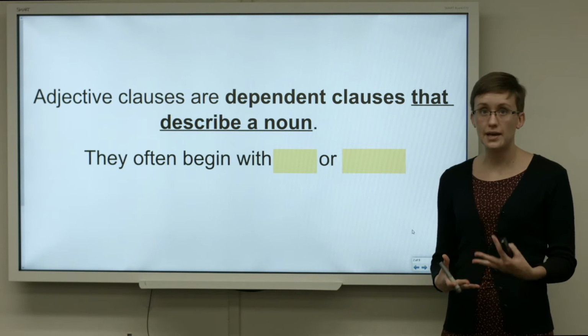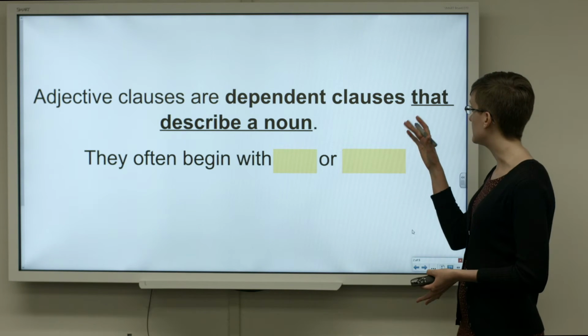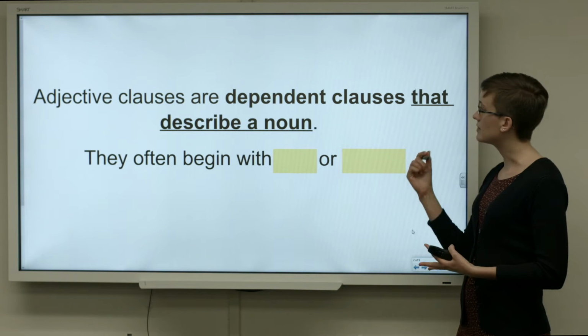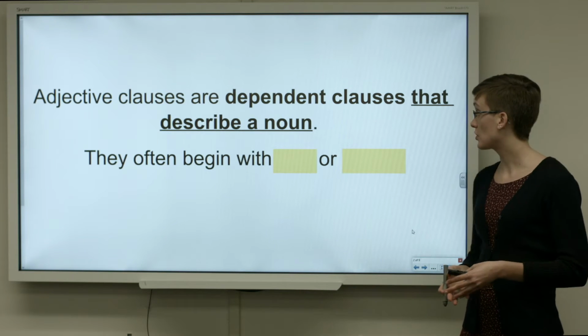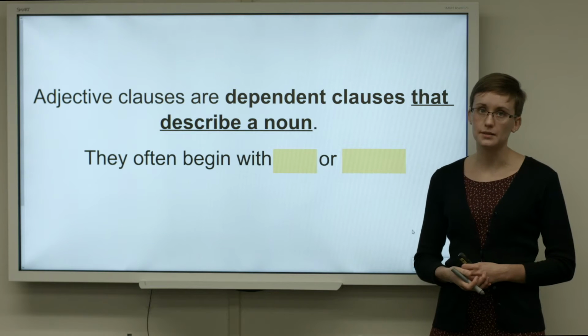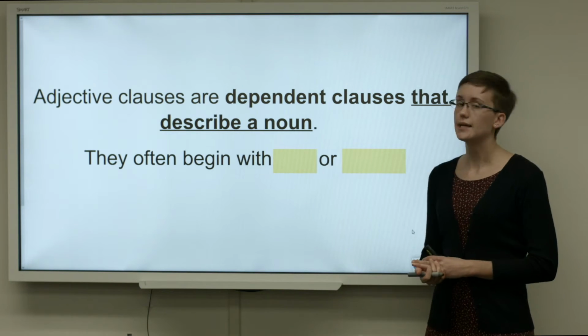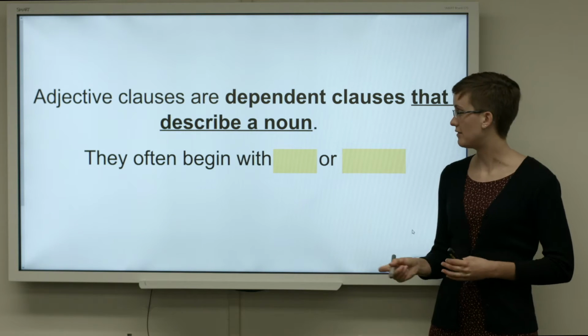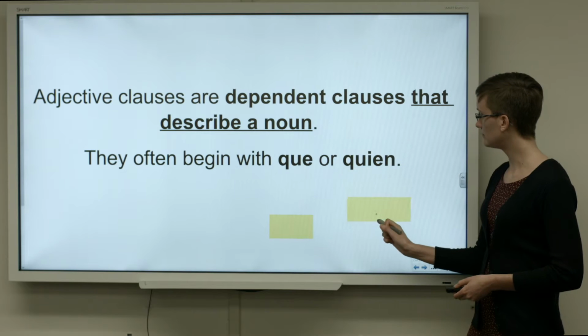Adjective clauses are dependent clauses that describe a noun. So for example, in this English sentence, the underlined words that describe a noun are actually an adjective clause because they answer the question, what kind of? They describe the noun. In Spanish, adjective clauses often begin with the words que or quien.